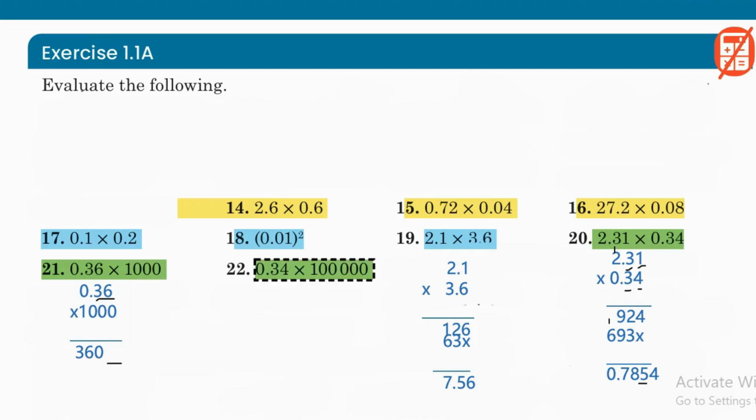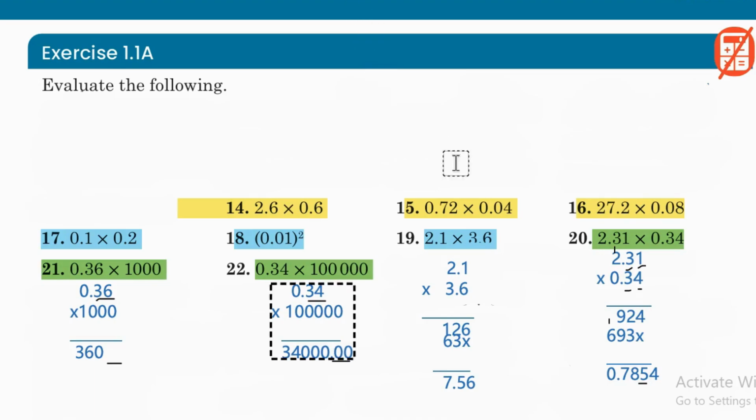Next question, 0.34 times 100,000. Again, the same way of multiplication. We'll count the number of decimal places, put the decimal after 2 places from the right. 34,000 is the answer.